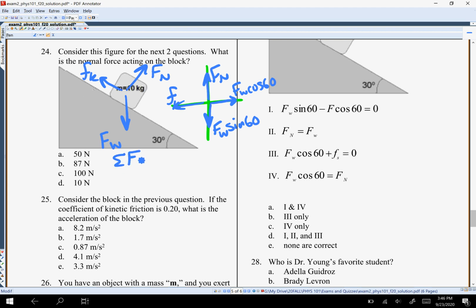So here, Fn, I'm looking for the normal force. I know the sum of the forces in the y direction for an inclined plane is always 0. So Fn minus Fw sine 60 equals 0, or Fn equals Fw sine 60. That's going to be 100 times 0.87, or 87 newtons. So 24 is B.